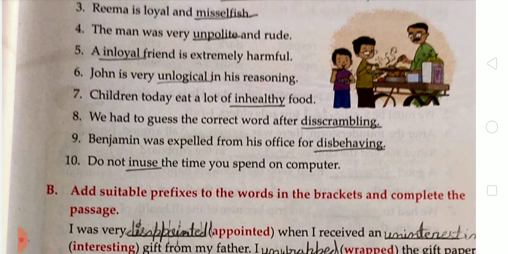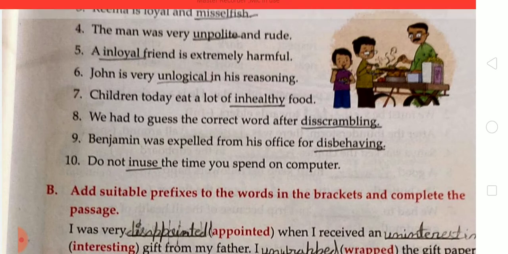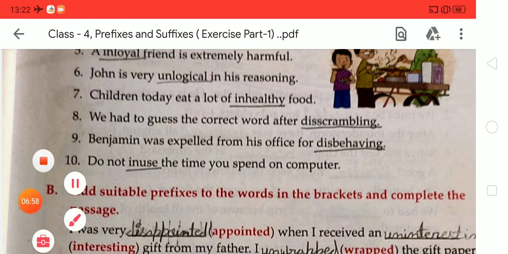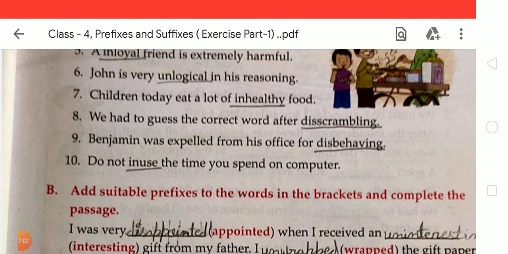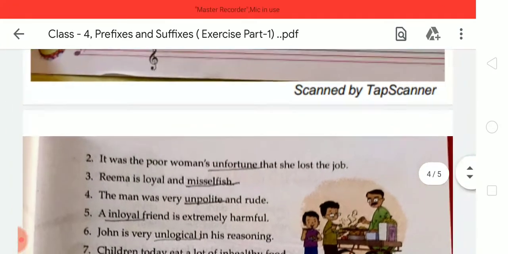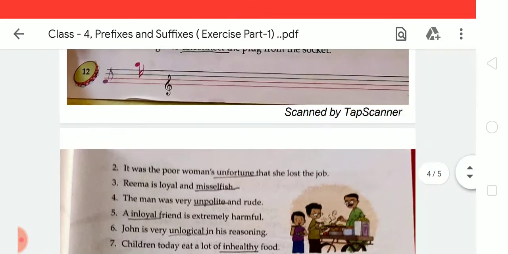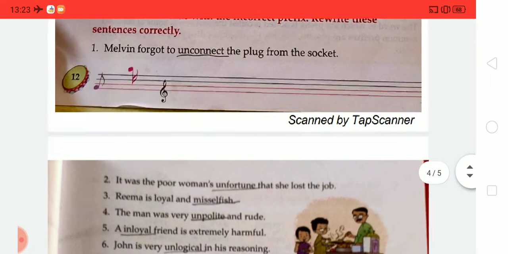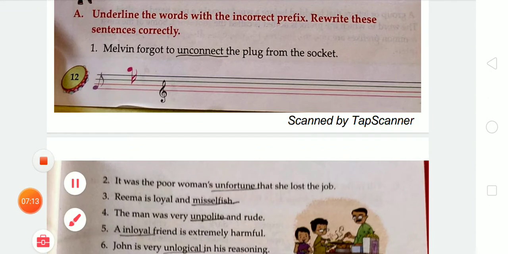Okay student. Now moving to the next, that is number 10. So in number 10, do not in use the time you spend on computer. So here the incorrect prefix is in use. So firstly we have to underline it, and after that in place of in use we have to write misuse. Okay student. So after underlining the incorrect prefix word, we have completed the underline task. Now we have to do one more thing, that is we have to rewrite these sentences correctly.